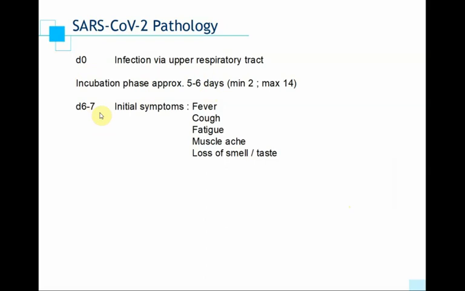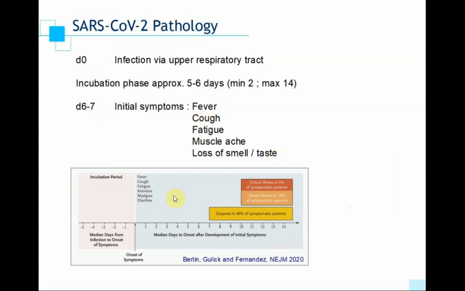And then what are your initial symptoms going to be? Fever, cough, fatigue, muscle ache. All of this is quite non-specific. It could be a seasonal virus, it could be influenza. And the only really specific sign is the loss of your sense of smell or taste. So this is really pathognomonic, I think is what the clinicians say.